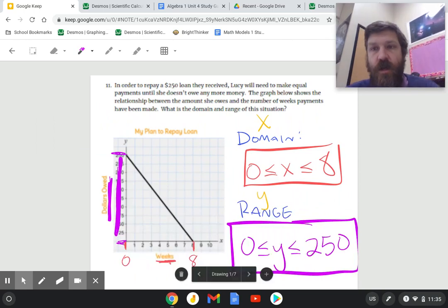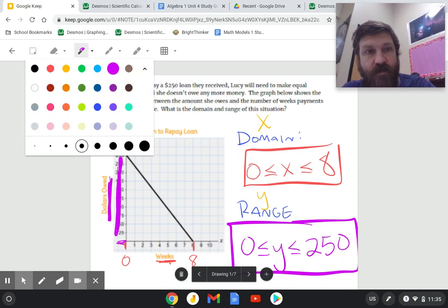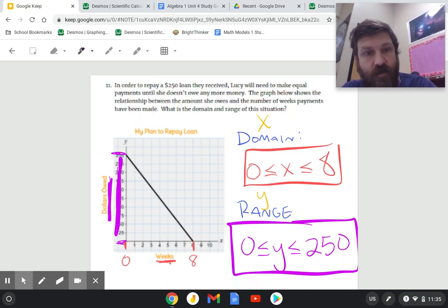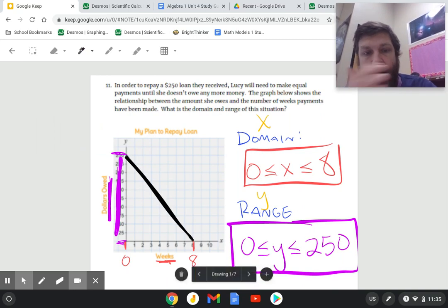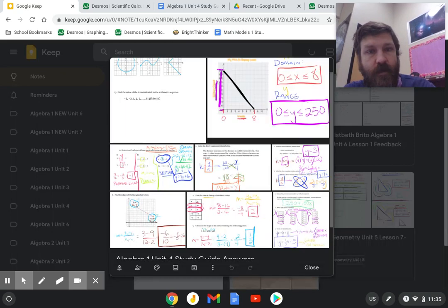So that's pretty much it. You need to look at the graph and say, what are the x values? Where do they fit? And then with the y values, where do they fit? Find the highest and lowest values where the line itself is going. Notice this is the line we were looking at. It goes from left to right, 0 to 8, from up and down, 0 to 250. And that's pretty much it.